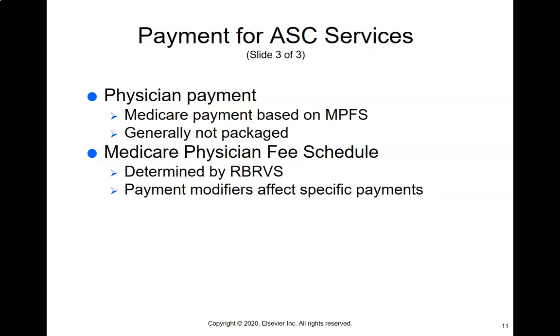Under RBRVS, CMS assigns relative value units, the RVUs, to each surgical procedure using three factors that affect physician costs: the amount of physician work involved, practice expenses, and malpractice and liability insurance. The work RVU, practice expense RVU, and malpractice RVU are each multiplied by separate geographic practice cost indexes, also known as GPCI. The adjusted RVUs are added together and multiplied by the conversion factor, CF, to calculate the total payment rate. The physician's payments are based on Medicare's payment under the MPFS, and are generally not packaged. Your Medicare physician fee schedule will be determined by RBRVS, and the payment modifiers affect the specific payments.